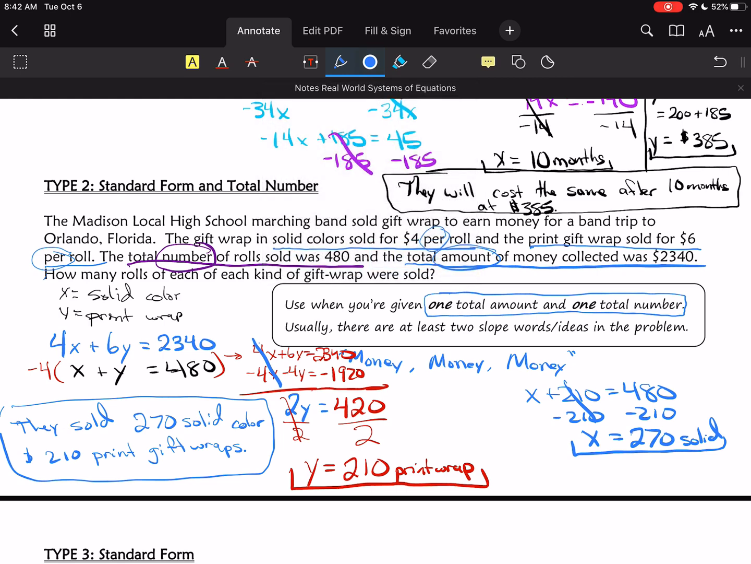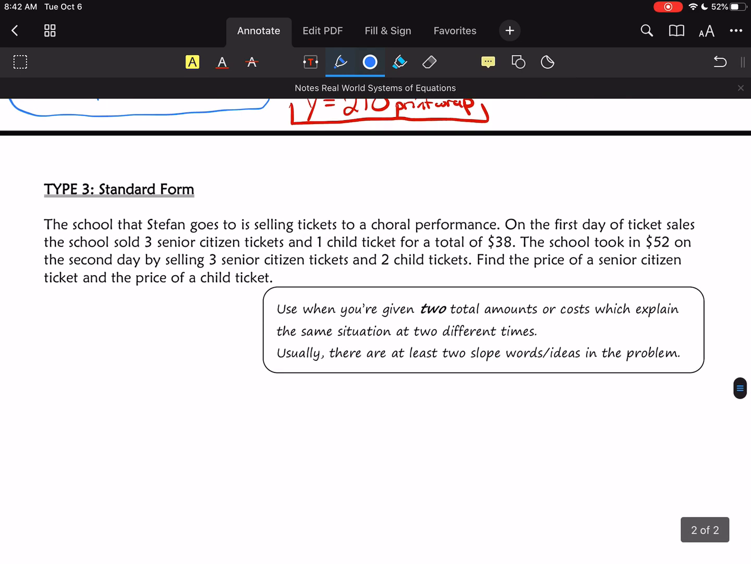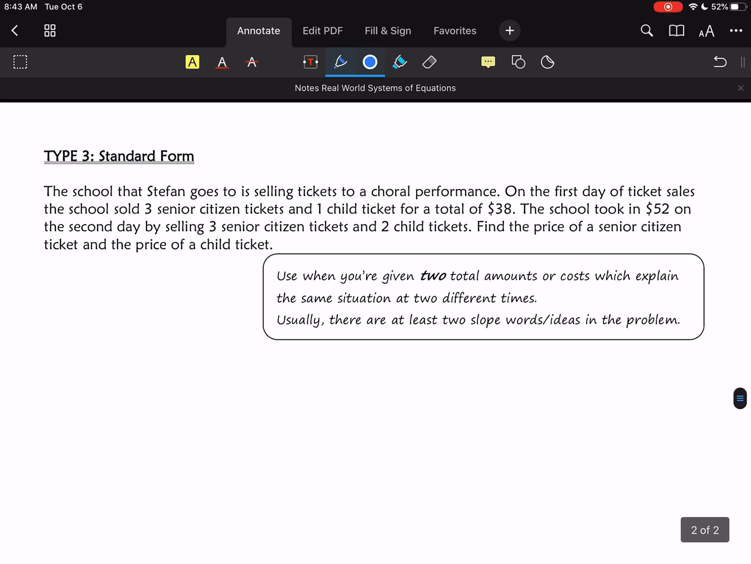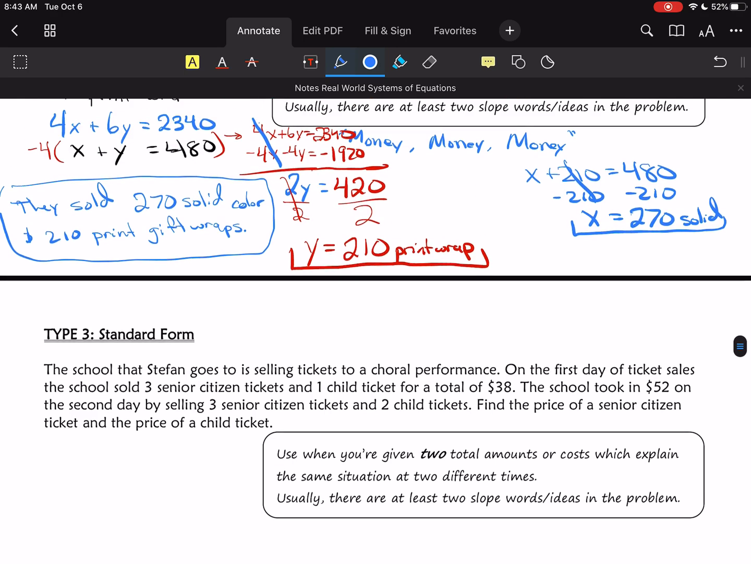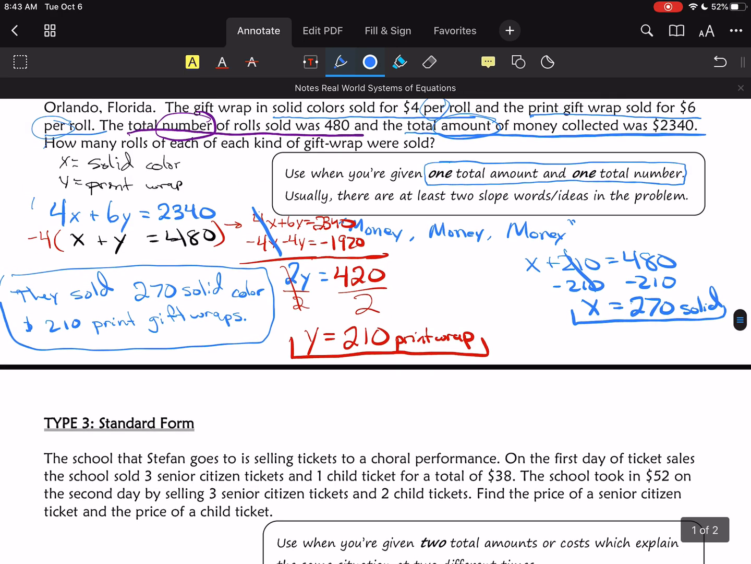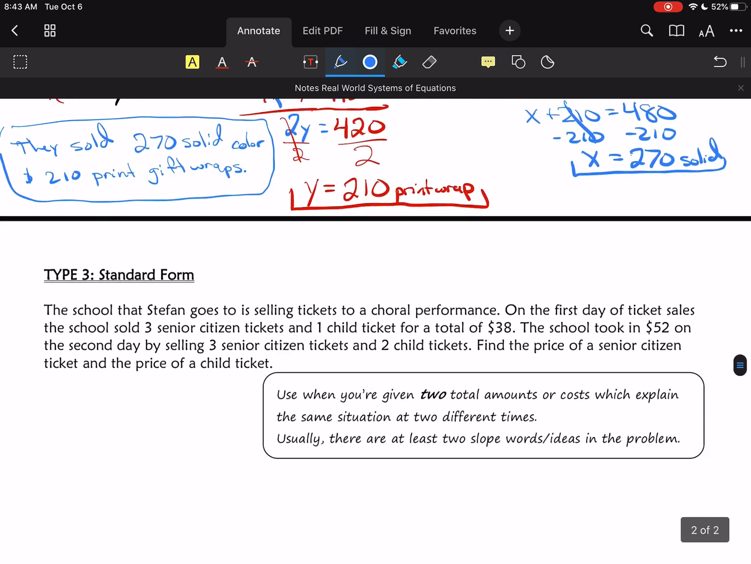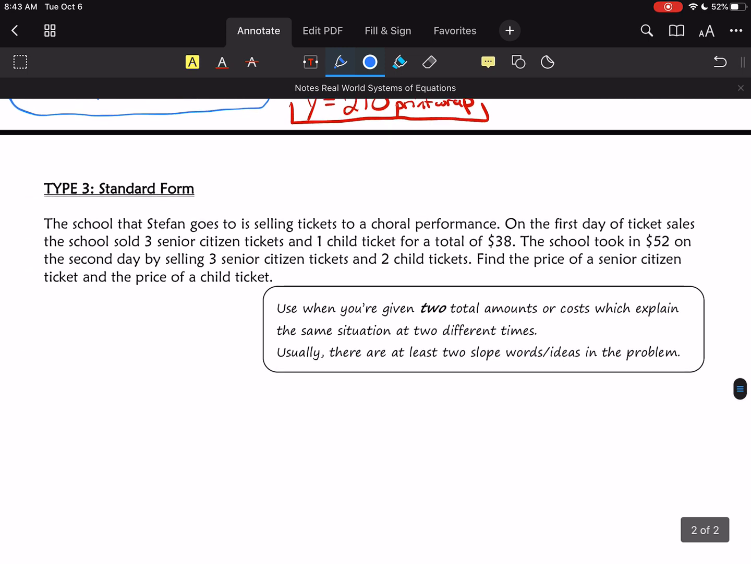Okay. So the last problem, or last type, is when I have two standard form problems. So I would have two equations like the first one here, okay? So looking at the box, we would use this when we're given two total amounts or costs, which explain the same situation at two different times. Okay, so that's how this one differs. It's going to be two total amounts that are asking about the same thing.